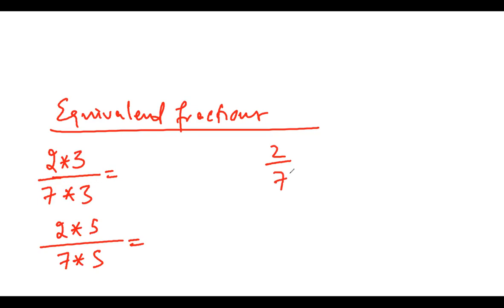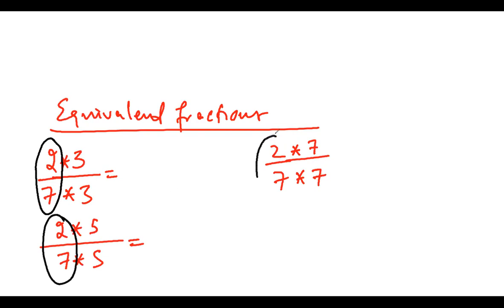Satya, are you seeing what I'm doing? Yes, sir. The fraction remains the same. See, I'm not changing the fraction. This fraction would remain the same. But what I am doing is, I'm multiplying the numerator and the denominator by the same number. And that number can be anything. Have you understood?